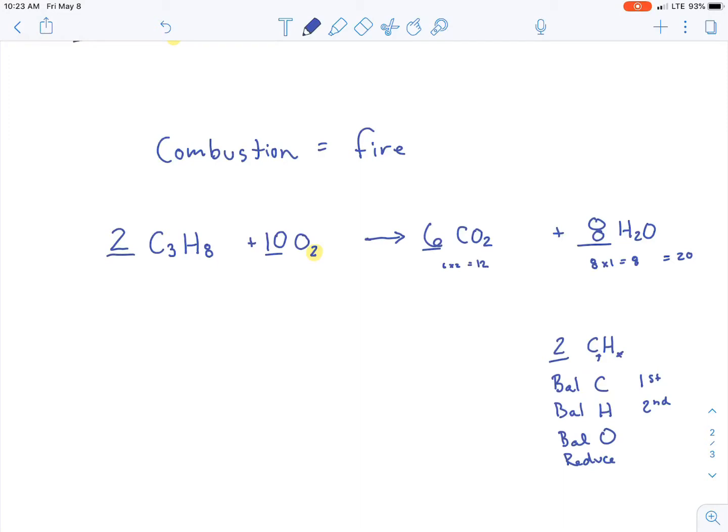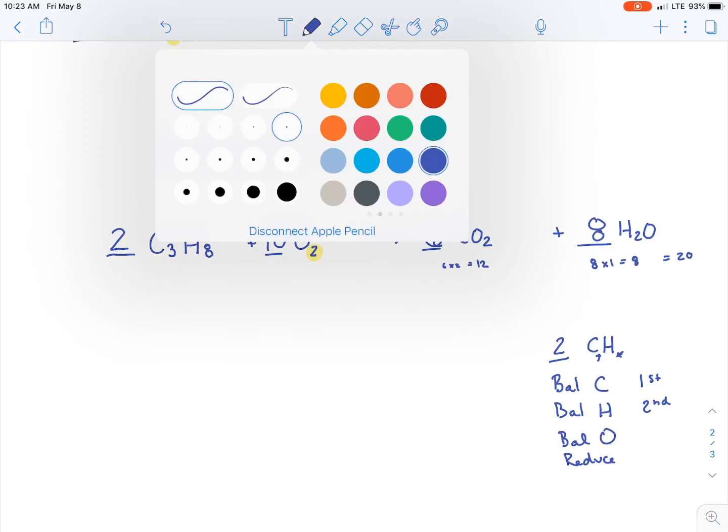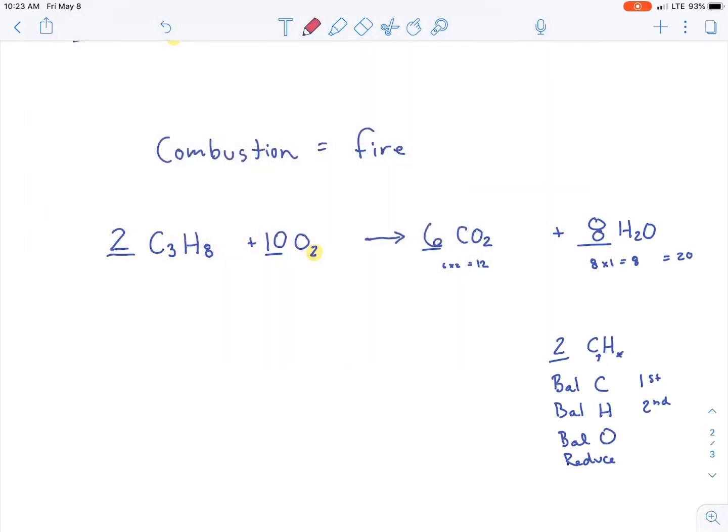All right, now look at my numbers. Since they're all even, 2, 10, 3, and 8, I can reduce that down to 1, 5, 3, and 4. Okay, that method will work every single time. You may not have to reduce at the end. And that's the whole reason we use it. If you don't have to reduce, that's a great thing.